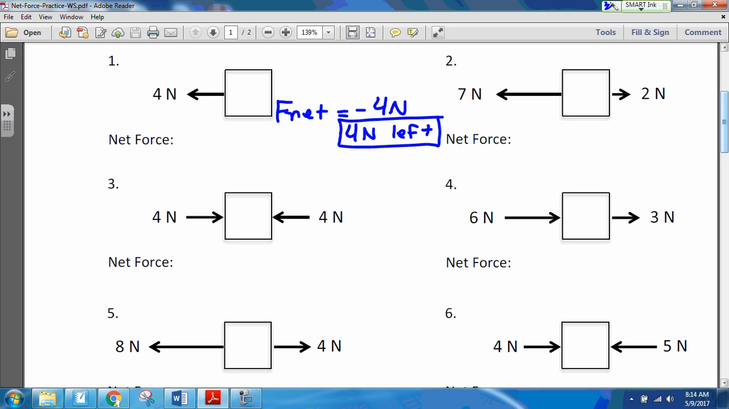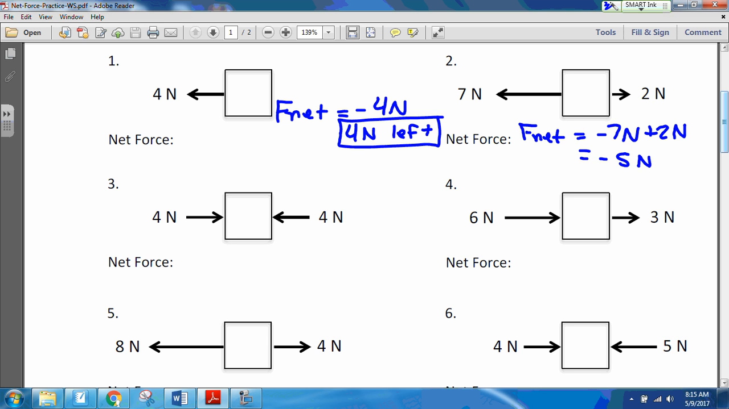Let's do another one, number 2. So we have 7 newtons to the left, 2 newtons to the right. So again, all we have to do is add up our forces. We have 7 newtons to the left. So is left negative or positive? Negative. So I've got negative 7 newtons. And then I've got 2 newtons to the right. Is the right negative or positive? Positive. So 7 newtons to the left plus 2 newtons to the right. Negative 7 plus 2 is how many? 5? Negative 5. So we have negative 5 newtons.